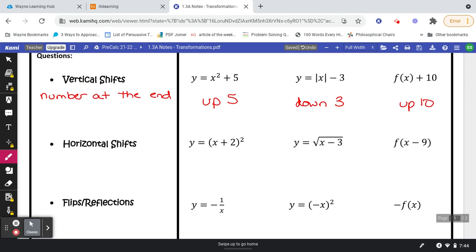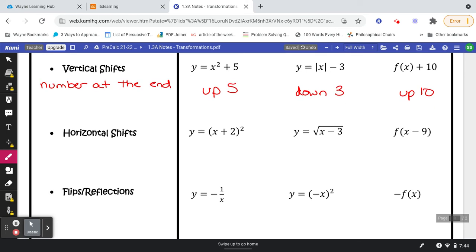Then you have horizontal shifts. Horizontal shifts are when the number is on the inside, some sort of grouping symbol. So that grouping symbol could be parentheses, it could be absolute value, it could be square root. And for these, it's always going to be the opposite sign. So this plus 2, notice it's inside the parentheses. It's actually going to move it negative 2 or left 2 places. The square on the outside tells us it's a parabola.